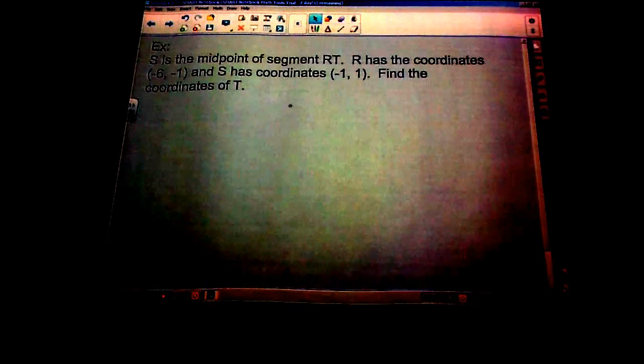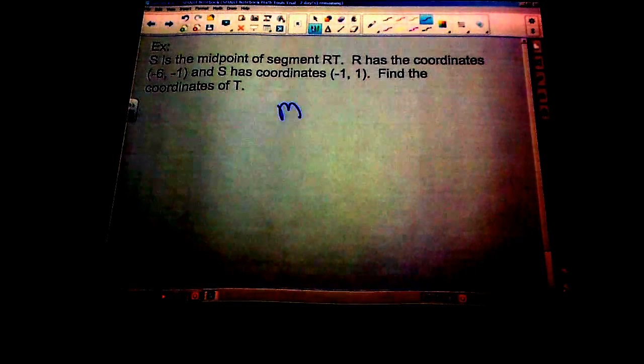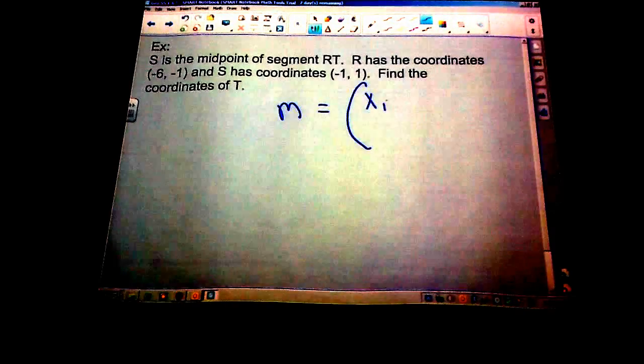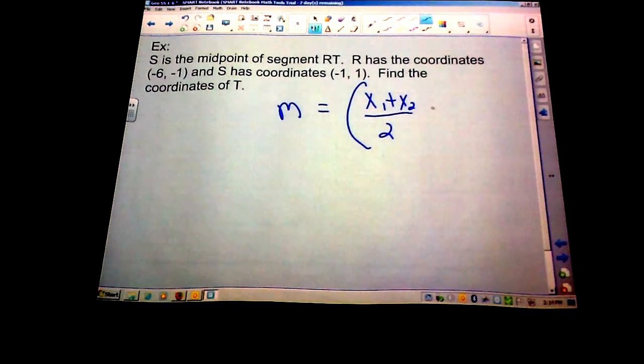Okay. So I'm going to write the midpoint formula down here real quick. The midpoint is equal to x1 plus x2 divided by 2, and y1 plus y2 divided by 2.